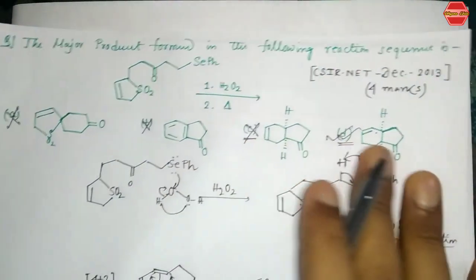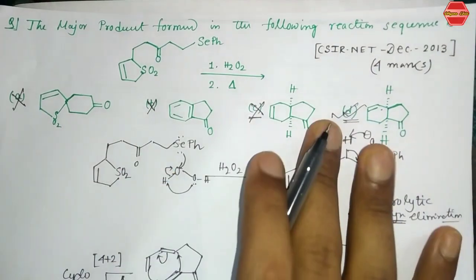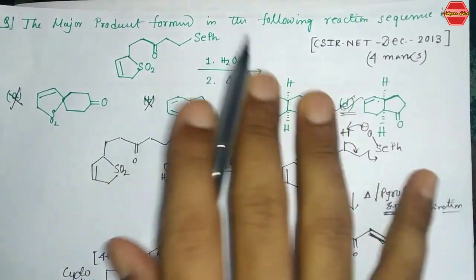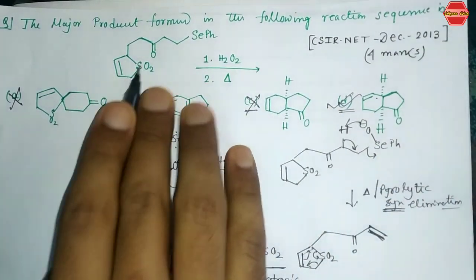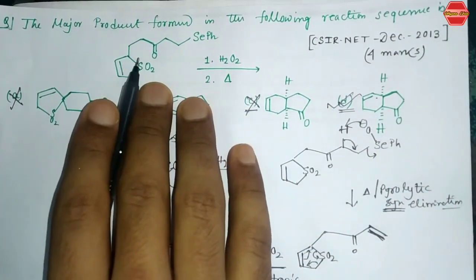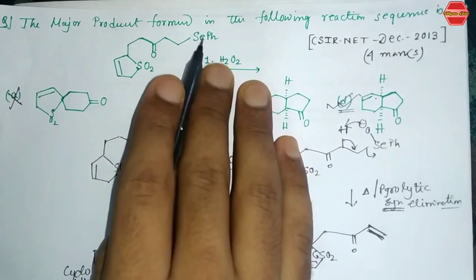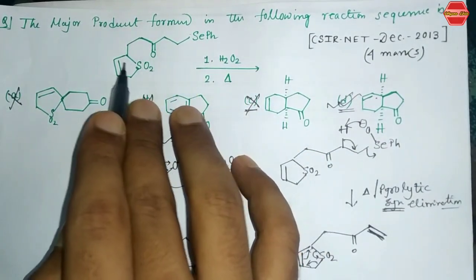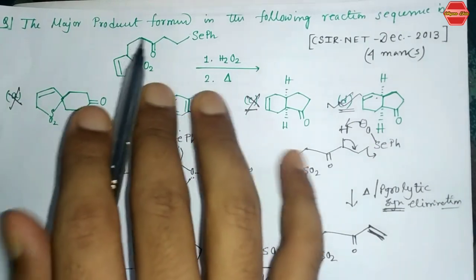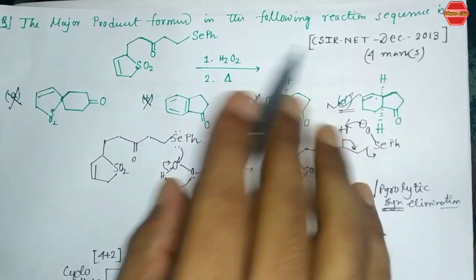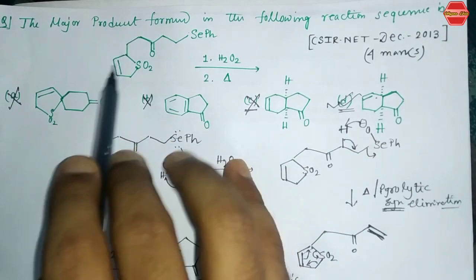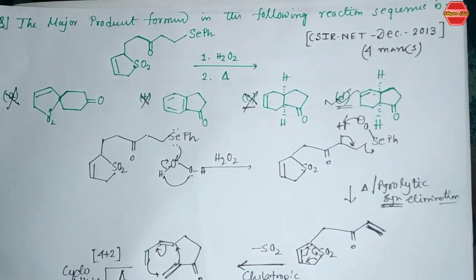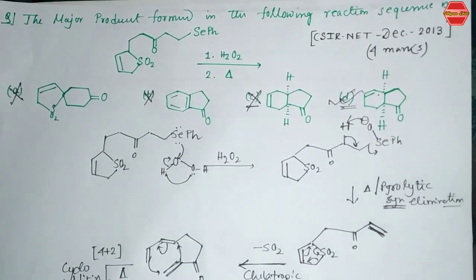Now see how important and how easy the question was. To solve this question you have to know that this SO2 type of compound is generally extruded, with heat. If you have heat, there is a formation of this 4 pi electron system, and for this 4+2 cycloaddition reaction you have the 4 pi electron, but you have to generate the 2 pi electron system by using H2O2 in the case of this selenium compound.